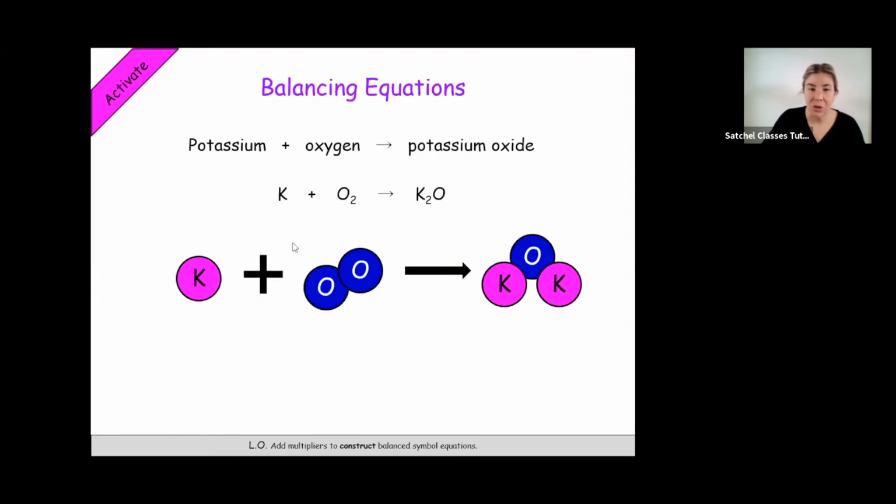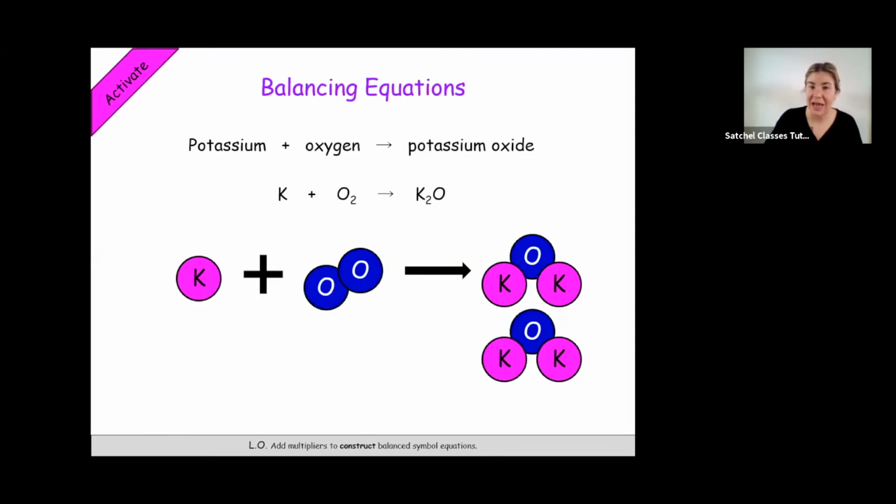What are you going to do? Well, firstly, you should think, right, I've got 2 potassiums on this side and I've got 1 potassium. I'm going to change that. I don't like that. You might also be thinking, well, I've got 2 oxygen atoms on this side and I've got 1 oxygen atom on this side. It doesn't matter what you start with. Okay, let's start with the oxygens.